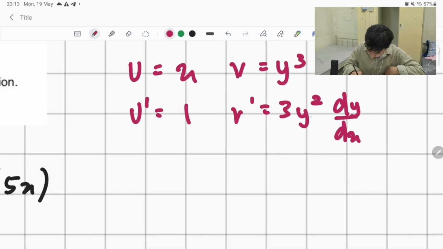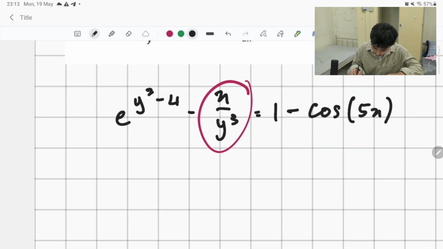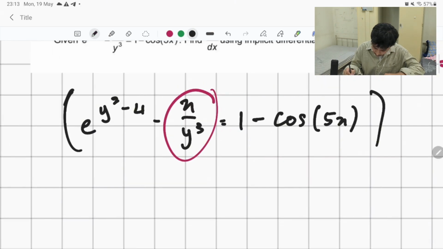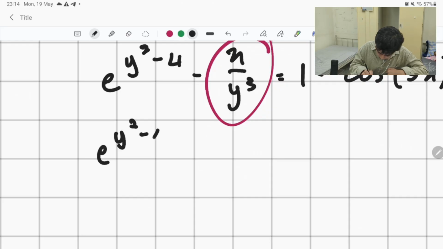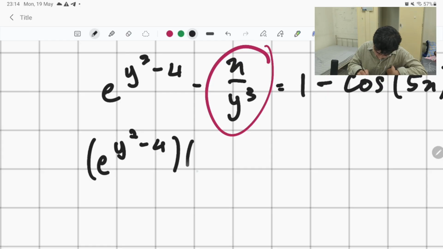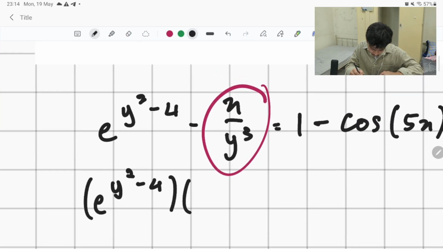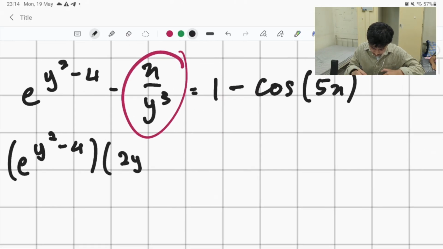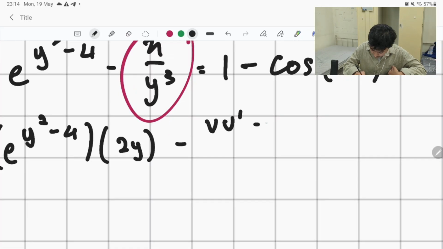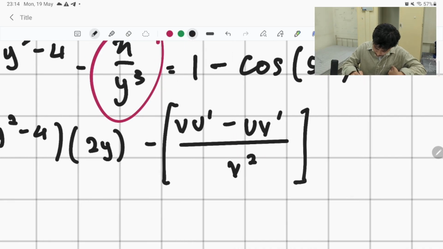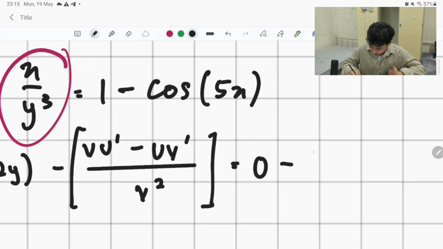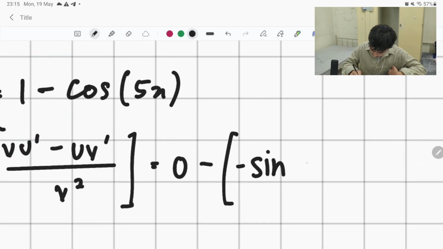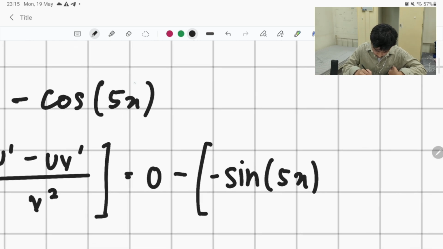If there is a y in the differentiation part, we need to differentiate all of the equation. We differentiate, we get this, and we need to write the same equation, then multiply by the differentiation of the power. So 2y, then 2 minus 1 is 1, then negative 4, when we differentiate we get 0, then the quotient rule: v u prime minus u v prime over v squared. Differentiate 1, we get 0, and minus negative sign 5x, and differentiate the inside of the cos, which is 5.